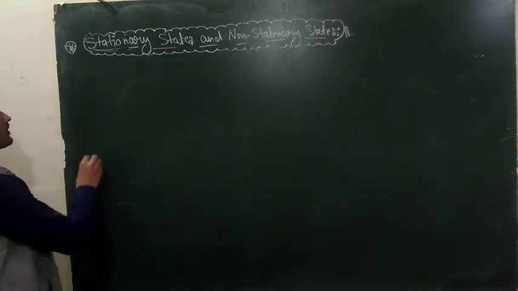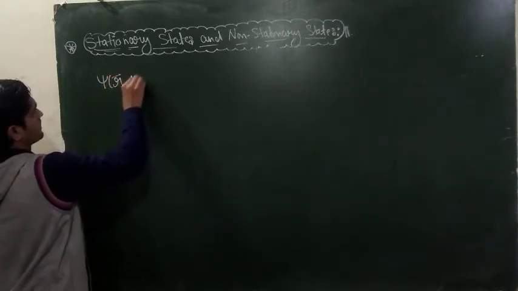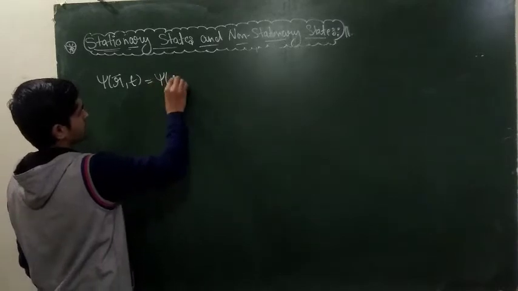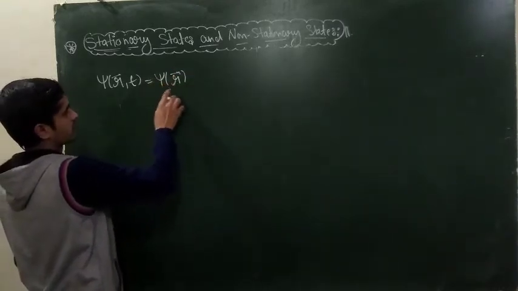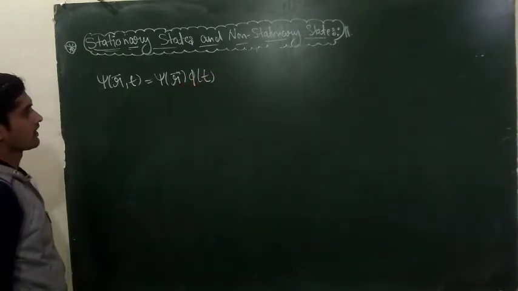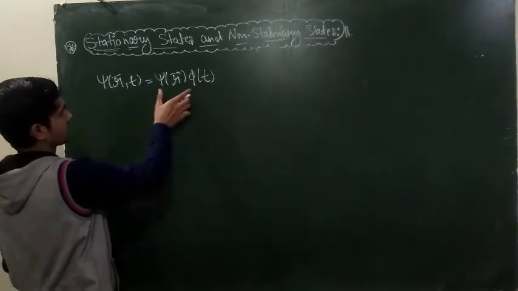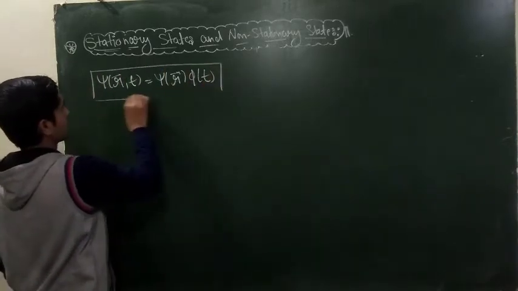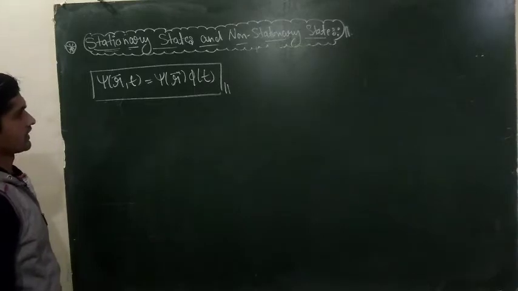So first of all, what are stationary states? These are those states which can be written as the product of two functions. One is a function of space only, and the second is a function of time only. If we can write the state that we are interested in in this particular form as the product of these two functions, then that state in quantum mechanics is called the stationary state.